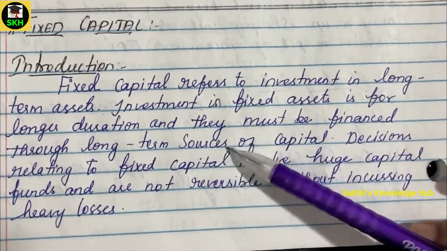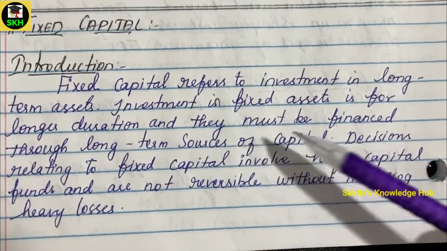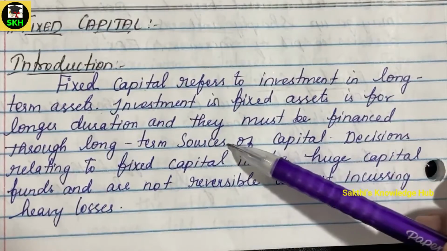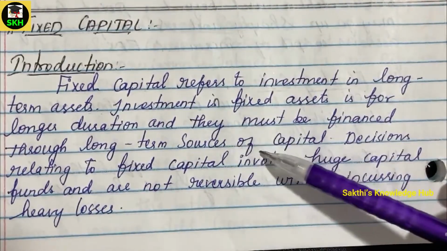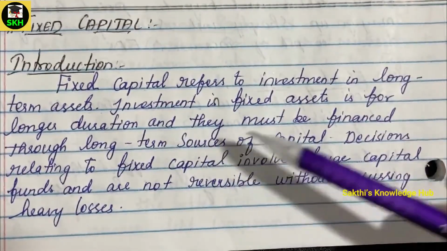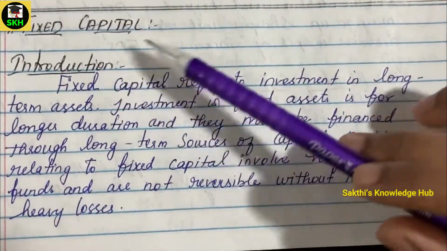And we have talked about the different sources of financing. For securing the capital fund for your business, we may go for different sources. Out of that, one is long-term sources. So through the long-term source, we may collect the fund for our fixed capital.